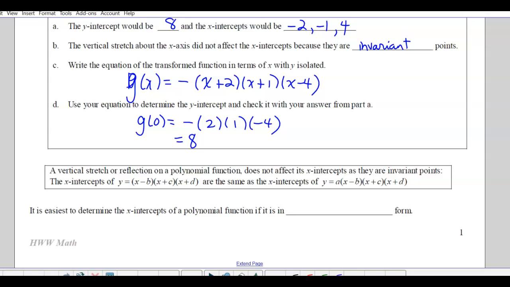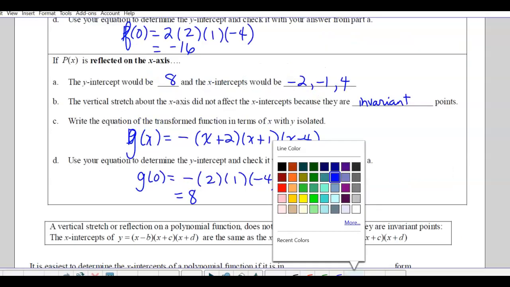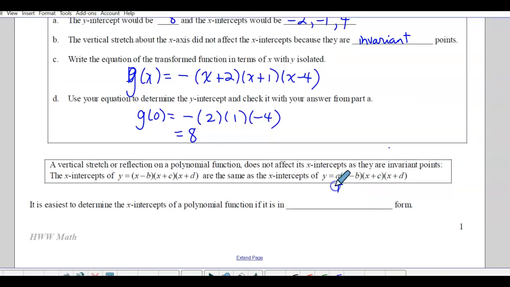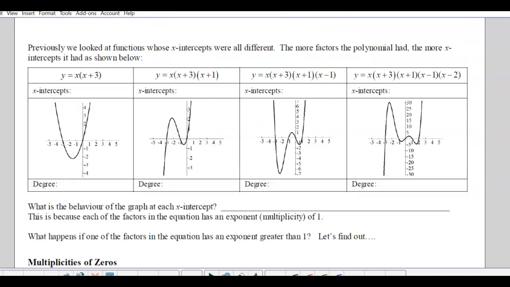The x-intercepts of y equals (x minus b)(x plus c)(x plus d) are the same as the x-intercepts where you multiply it by an a value. It could be positive or negative. It is easiest to determine the x-intercepts of a polynomial function. For what form is this in? It's in factored form. Okay. It's a big part of what we're going to do in this unit.